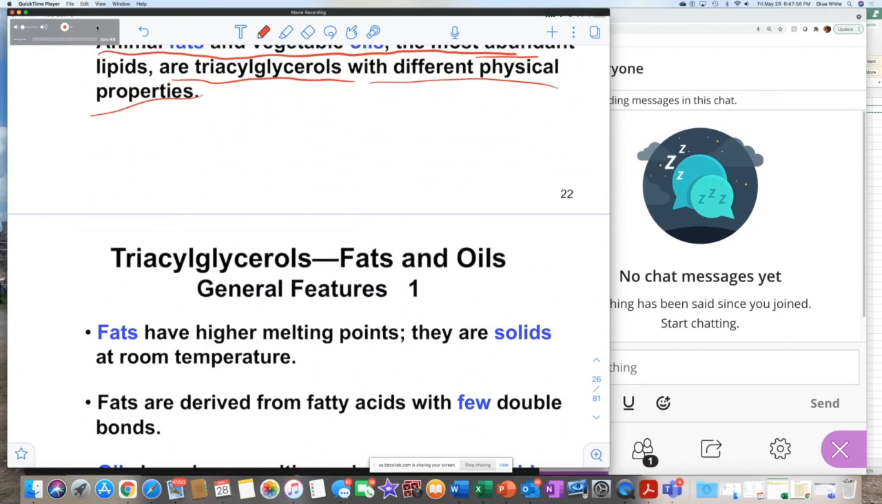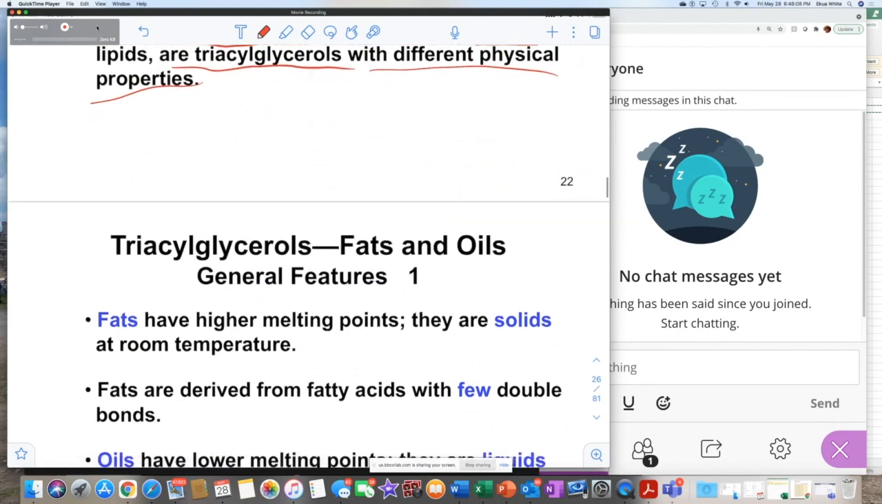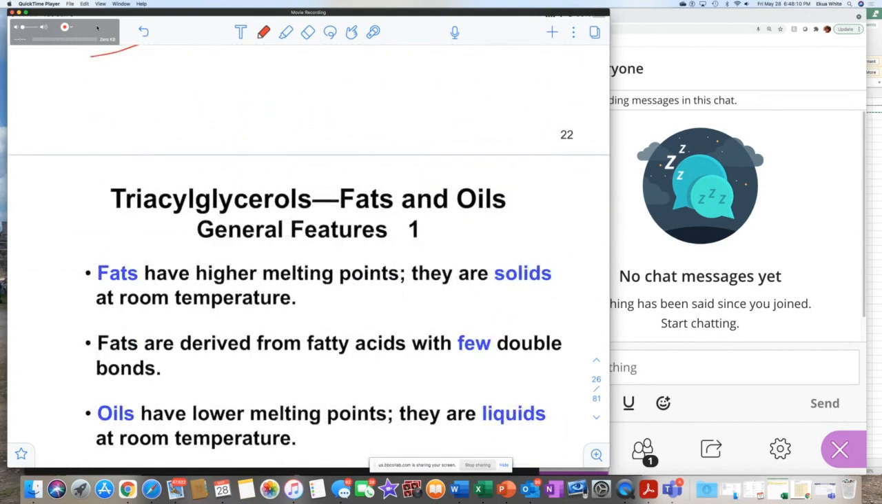With animals, we tend to have fat, like butter. You can probably tell I'm smiling already. Yeah, butter tastes so good. As I talk about this class, I'm like, this is tempting, man. Butter. Yeah, butter.